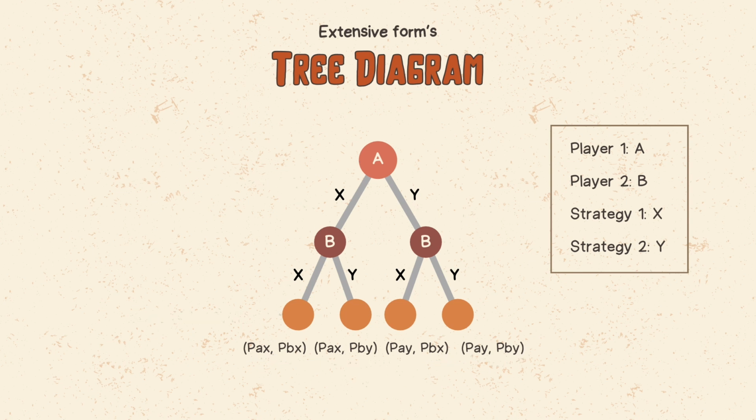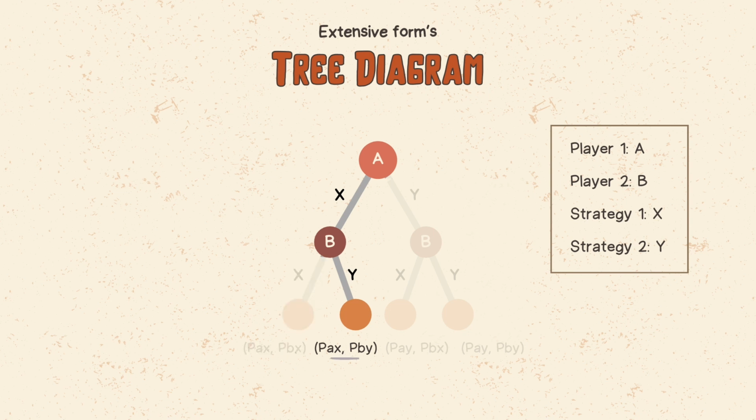Let's assume that player A, who makes the first move, chooses X. Player B will then make a decision, with two possible actions, X or Y. If B then chooses Y, this is the final payoff for both of them. The game ends with payoffs assigned to each player based on their combined choices.